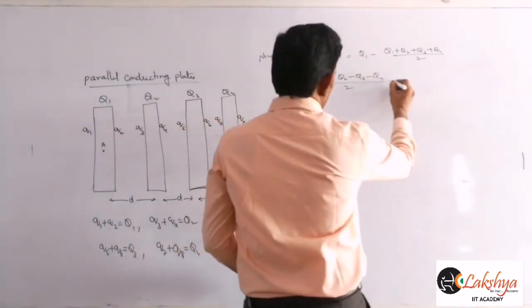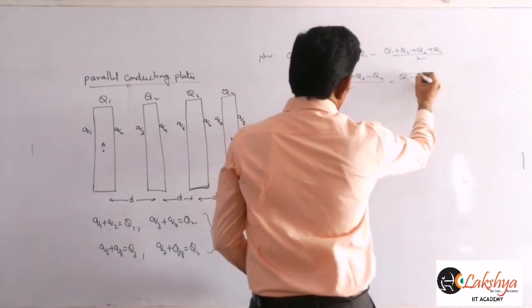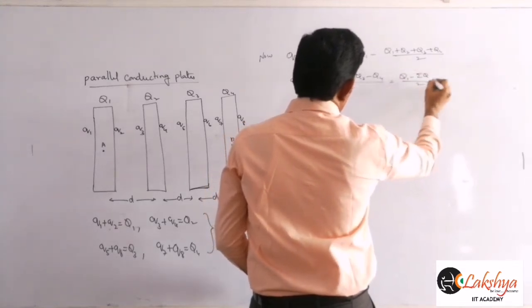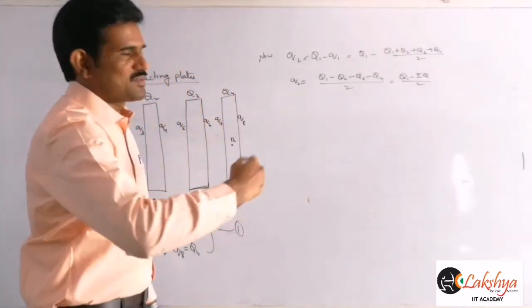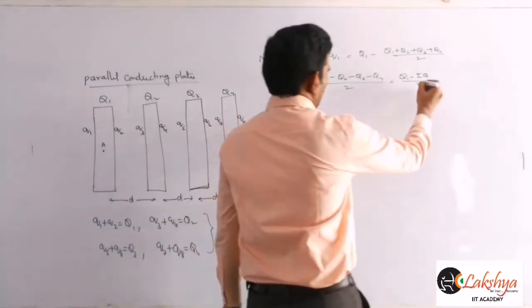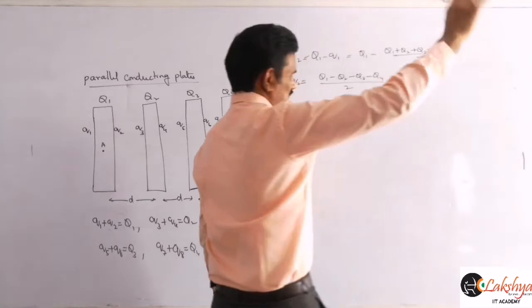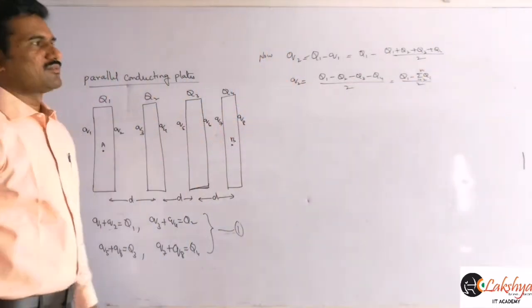So Q1 minus the sigma of Q by 2 we can write here. Sigma of Q means the charge present on the remaining plates from the second onwards, that is from 2 to n. From the second plate up to the last plate you can write there, right?